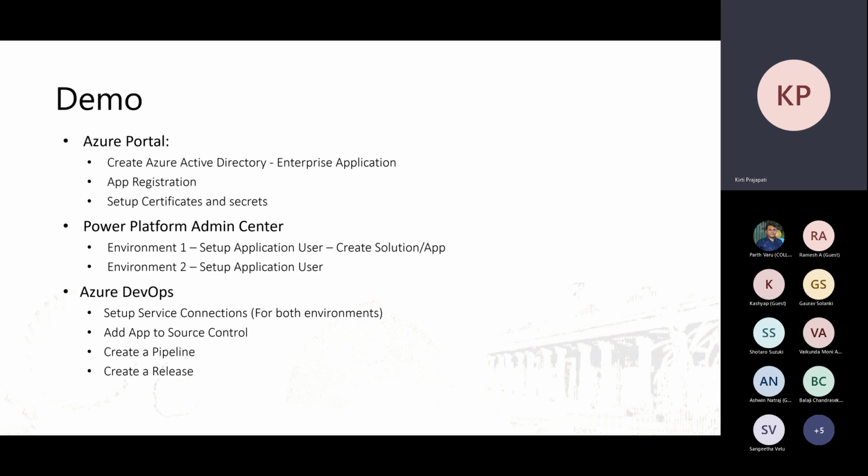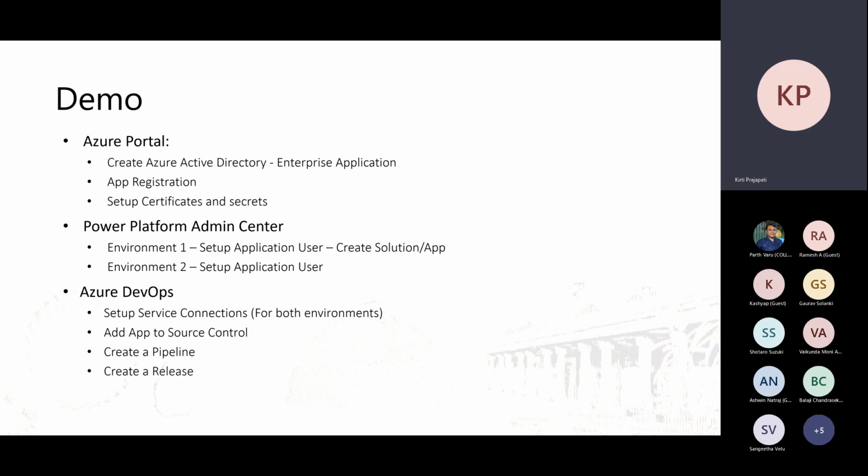And then the third component is Azure DevOps. In Azure DevOps, we have to create the service connections. The service connection will help us understand which environment this Azure DevOps task is going to connect with, environment one or environment two, like your source environment or the destination environment. So for that, we have to create the service connections.